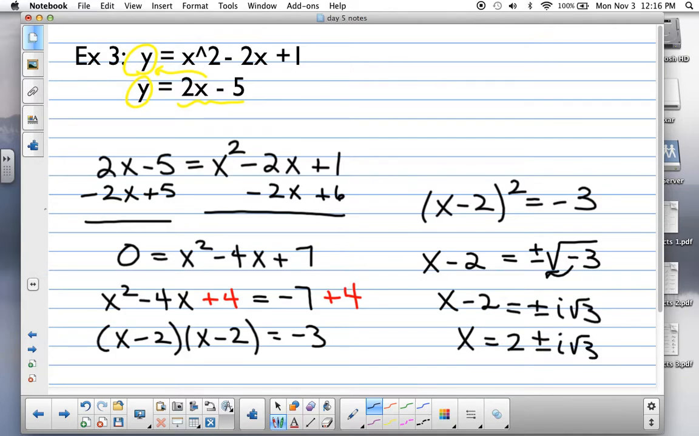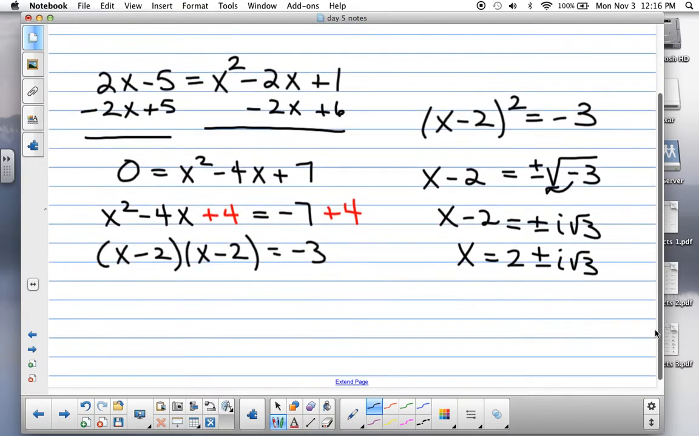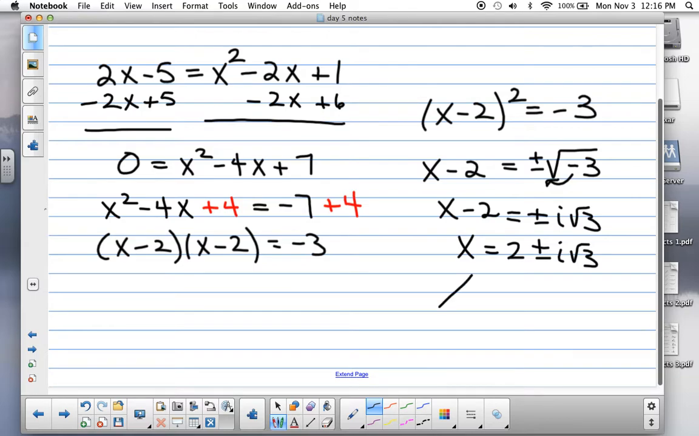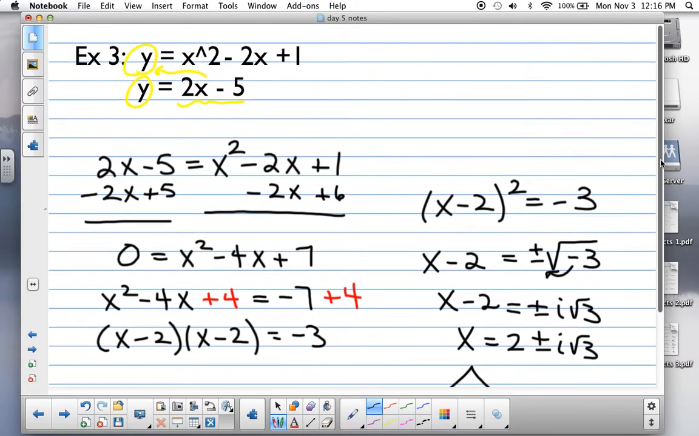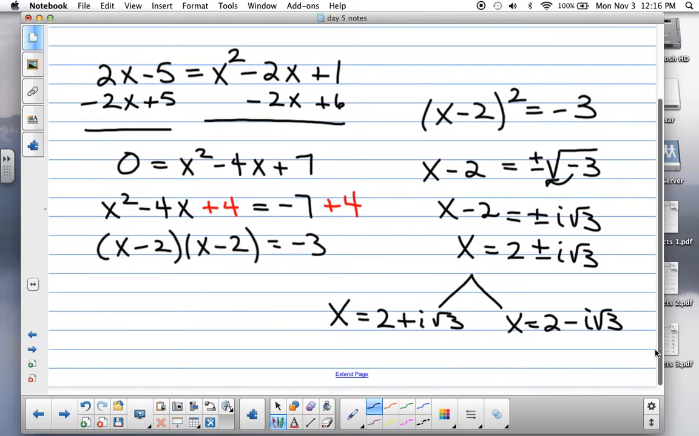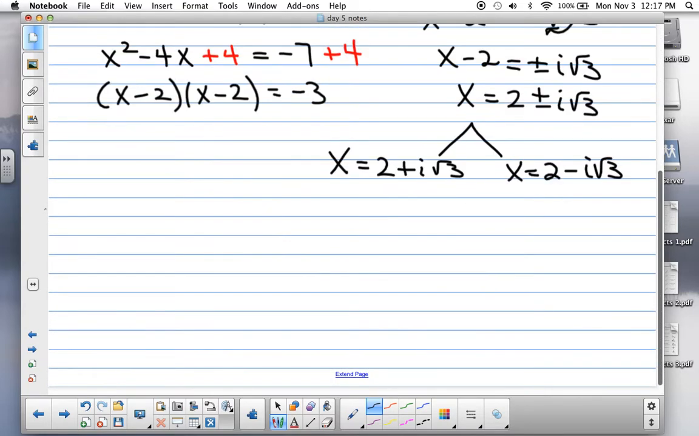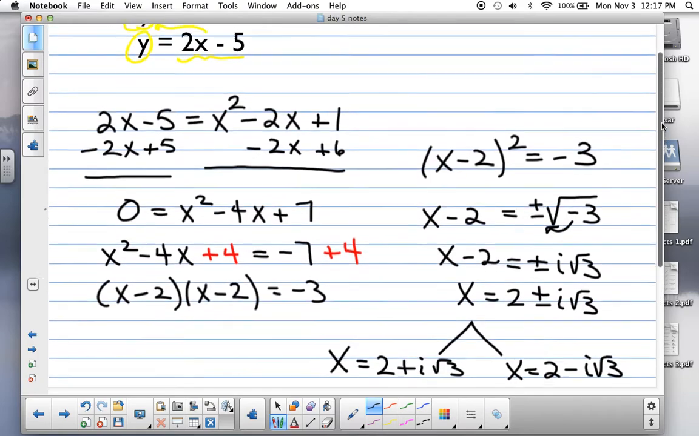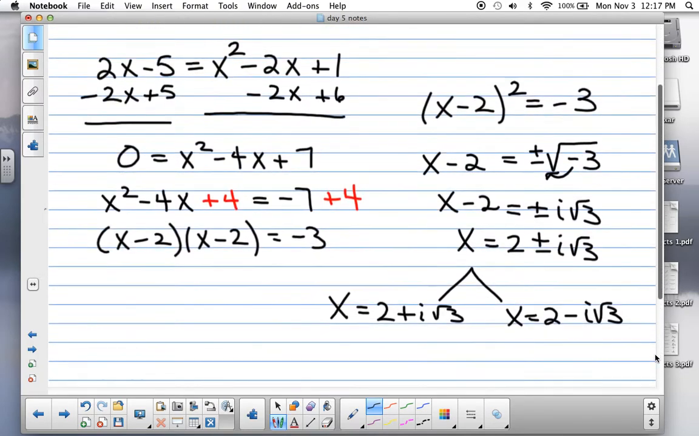This is my answer. So you can do that, or you could have split it into the 2 and made the 2 x's if you like. But remember, these are both x values. We also need to get corresponding y values. So I got 2 plus i radical 3, and I got 2 minus i rad 3. You're going to substitute back up above into the x spot, and it doesn't matter which one you go to, whichever equation looks easier. So I'm going to go to y equals 2x minus 5.